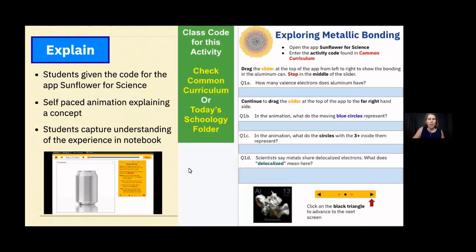Another explain is, like I said, using Sunflower for Science. They have incredible simulations there. So I would take these questions here over in the yellow boxes that they give you, and I'd put them into the notebook. So the kids would run the simulation, but answer very specific questions about a topic. And this had to do with a little bit of chemical bonding. So I could incorporate those things into the notebook.